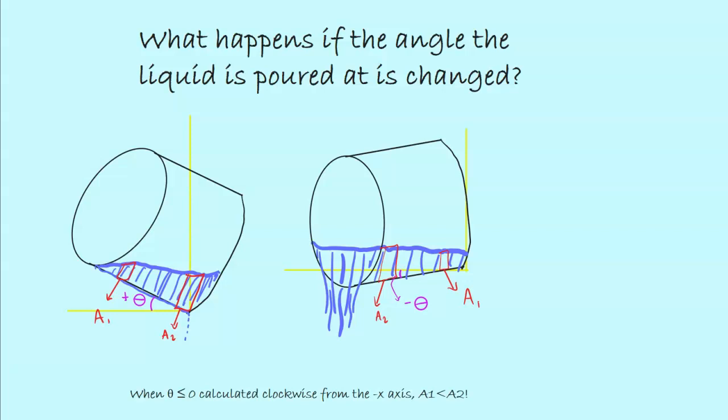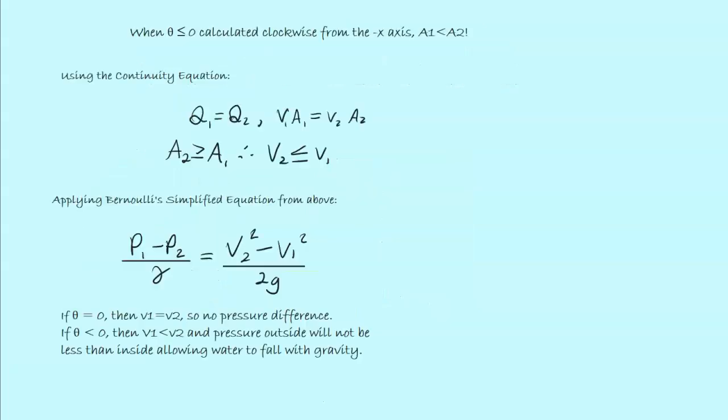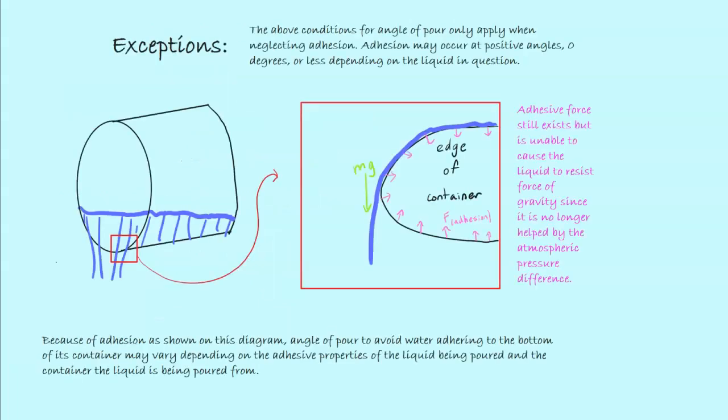The first sketch shows the previous example in which the angle between the negative x-axis and the container edge is positive. The area decreases as it is poured. The sketch on the right shows that if the angle between the container edge and the negative x-axis is negative, the area becomes greater as it is poured. According to the continuity and Bernoulli's equations, this gives us the opposite conclusion as before. If the angle is 0, then there will be no pressure difference, and as the angle increases, the pressure will increase, allowing the force of gravity to overtake any adhesive or pressure forces.